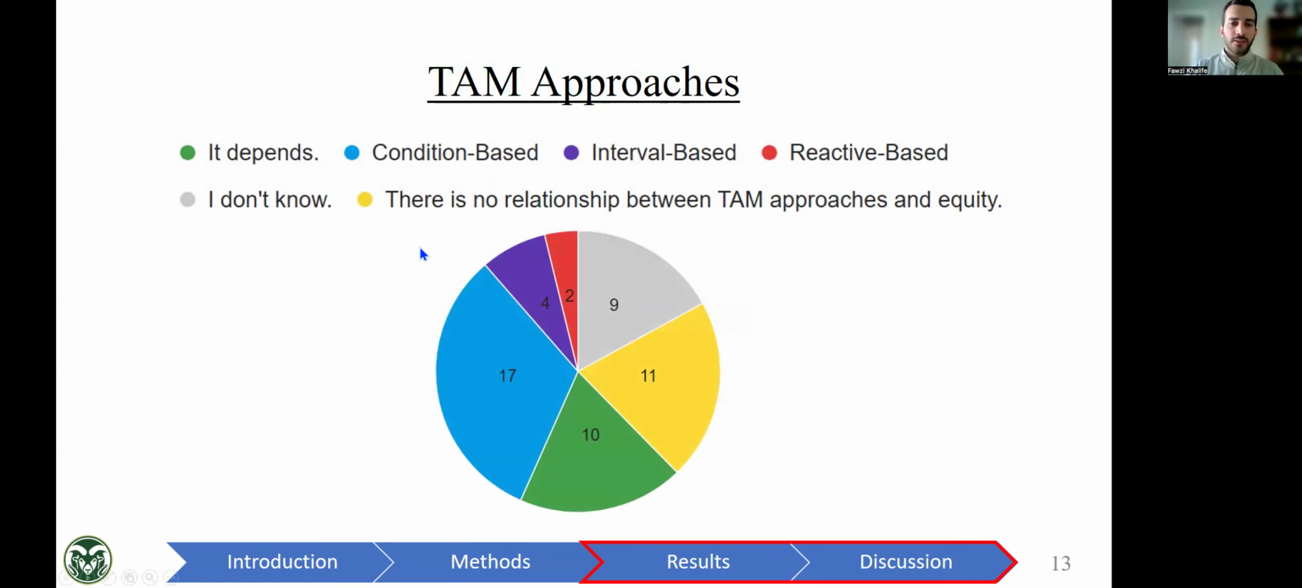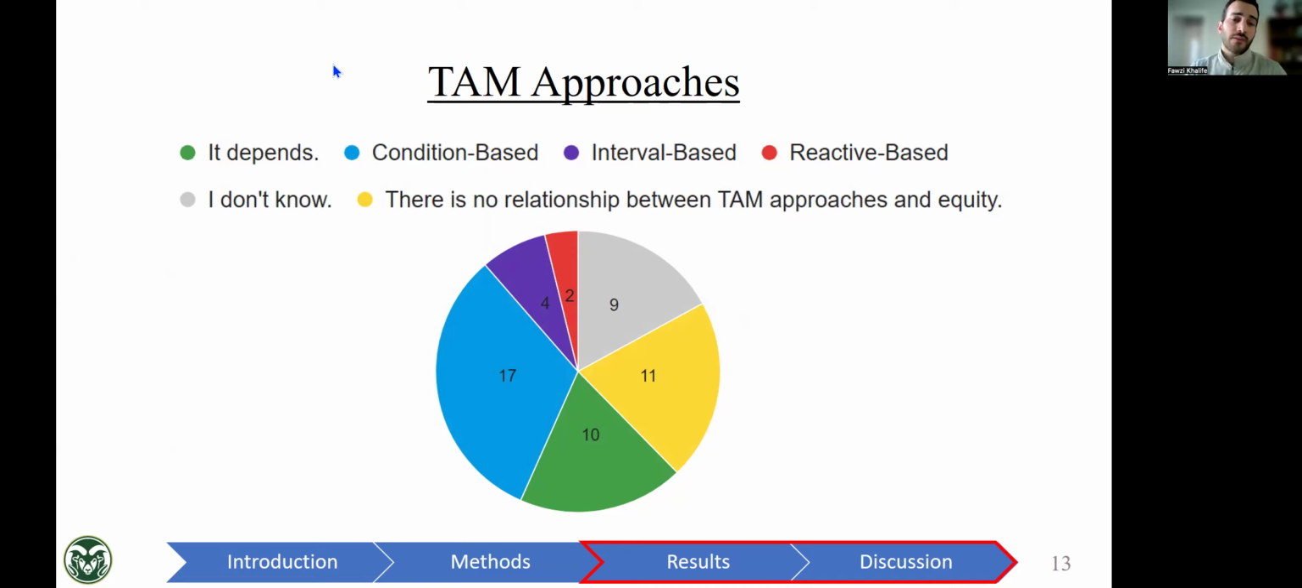In terms of approaches, I know the time is limited, just a quick note on that. We asked the asset managers in the surveys which approach, which maintenance approach, they think is more adaptable to include equity. Although there is no one answer to that, the majority chose condition-based, which is the life cycle approach, to integrate equity into TAM, because the life cycle approach can account for different measures that we discussed.